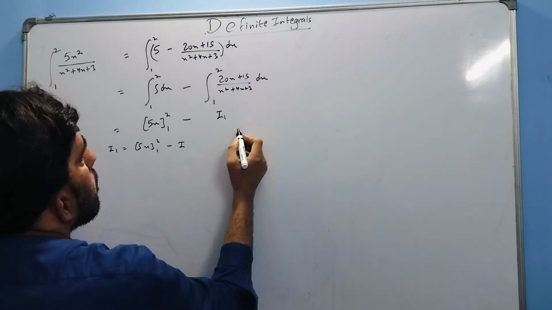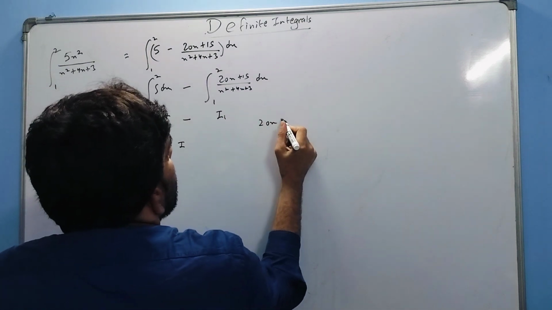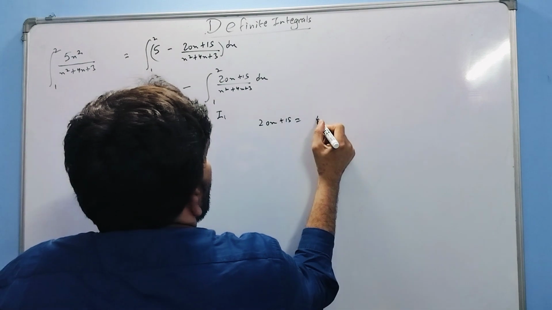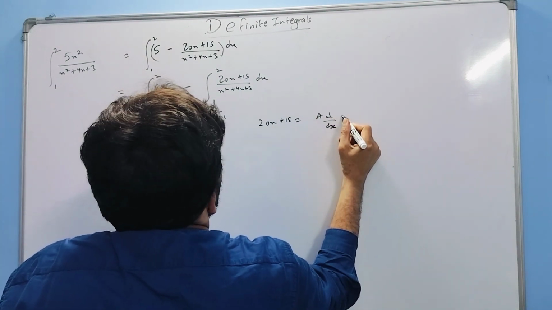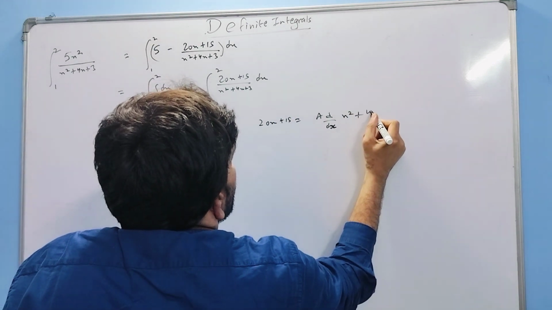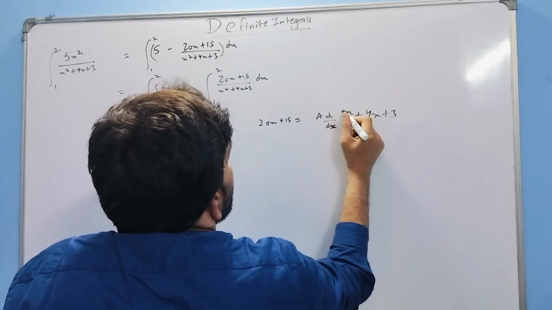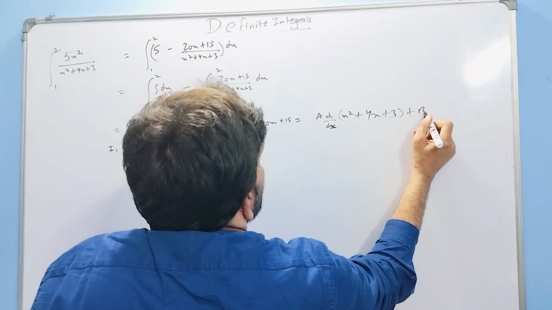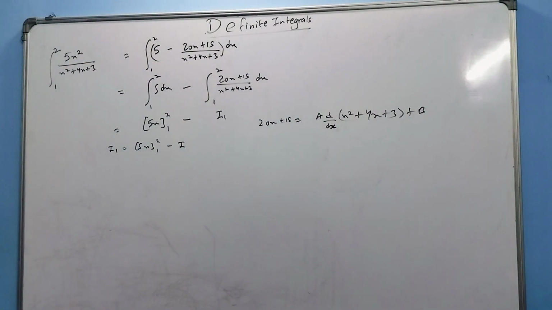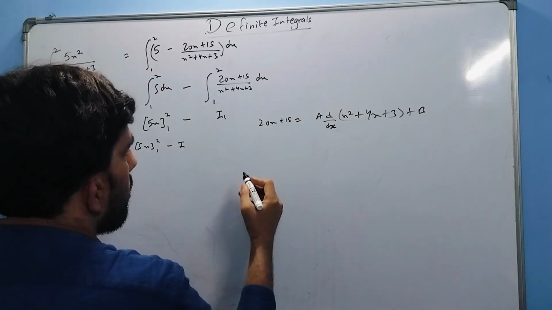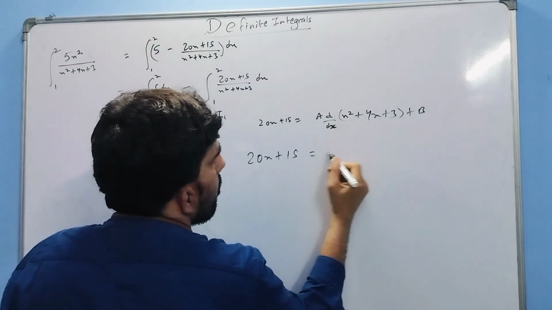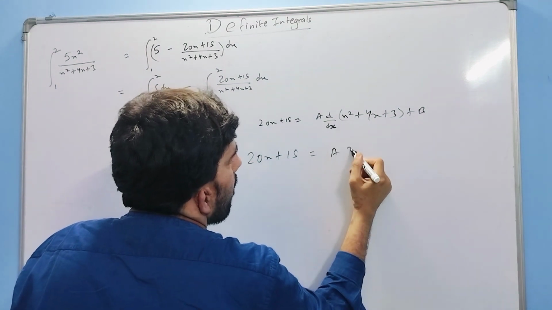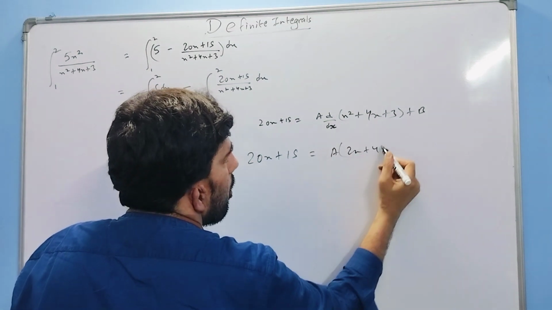How will we solve it? We can do it like this: 20x + 15 is equal to a times d by dx of (x² + 4x + 3), plus b. Here what they have given is 20x + 15 is equal to a times (2x + 4) plus b.